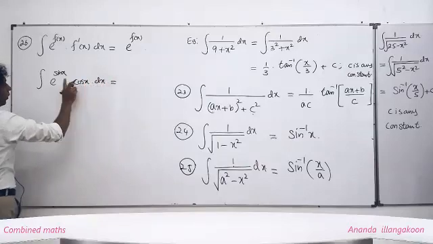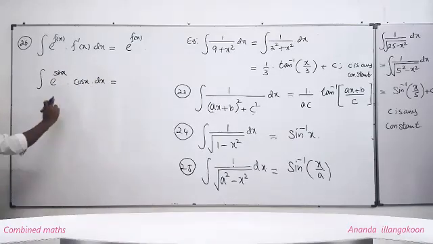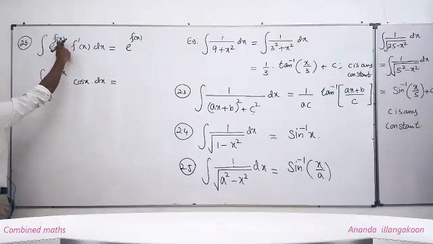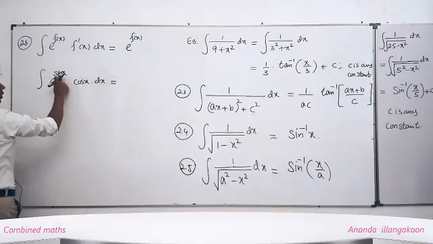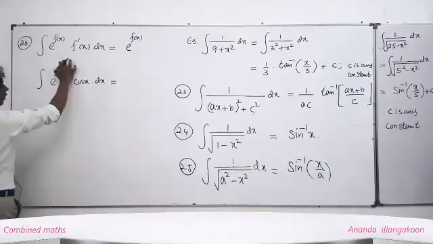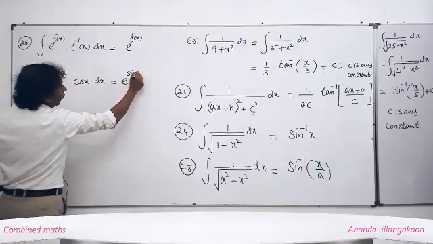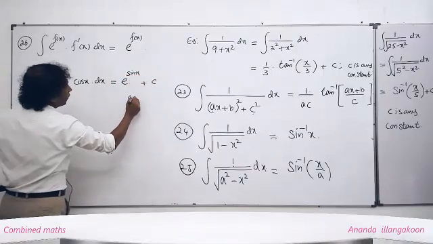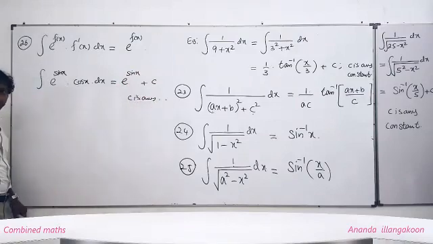dx. E to the power sine x, its derivative is here. Then what's the integral? The answer is the same thing, e to the power f(x) only. Here f(x) is sine x, and the derivative of sine x is cos x. Then the integral of this whole thing is e to the power sine x plus c, where c is any constant. Right? Like that.